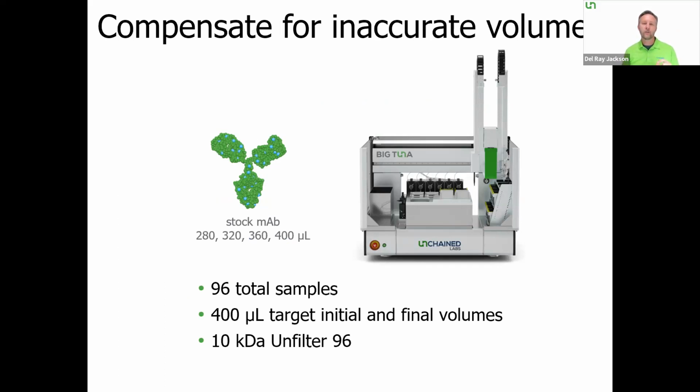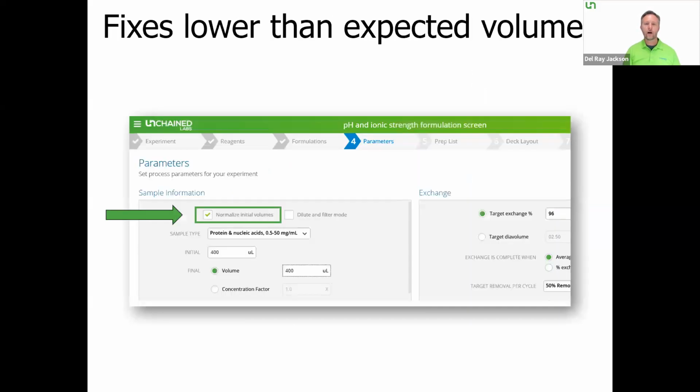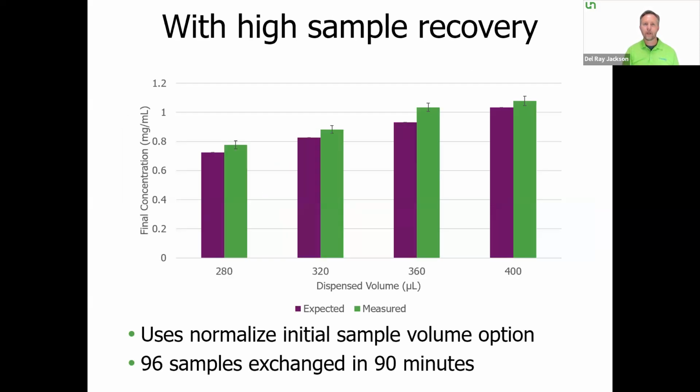The target is 400 microliters, so that's what they should start at. So we have some of them that are at 400, but intentionally we put lower volumes at 280, 320, and 360 in the other ones to show off a new feature that we have, normalize initial volumes. What this can do is fix lower than expected volumes that you're going to run on Big Tuna. And you can see that it works as expected.